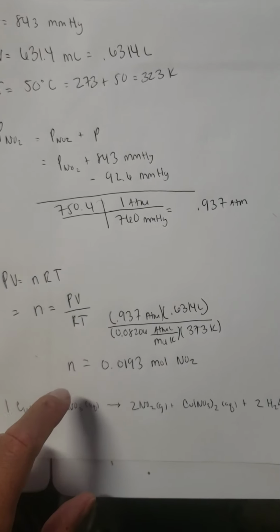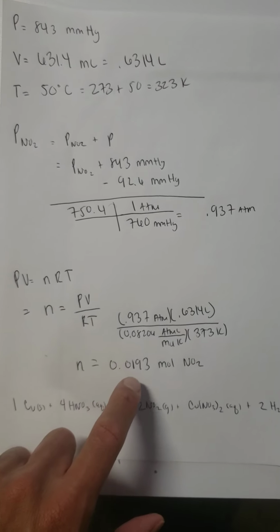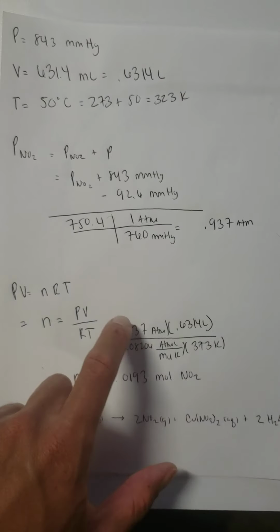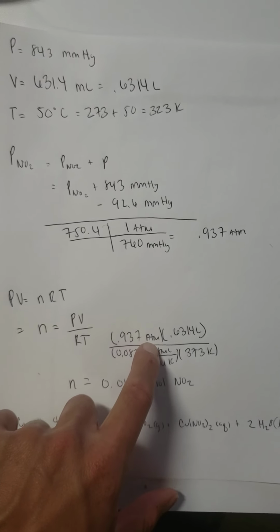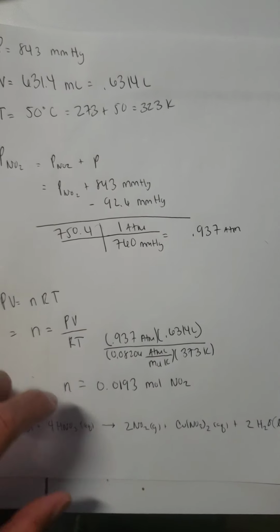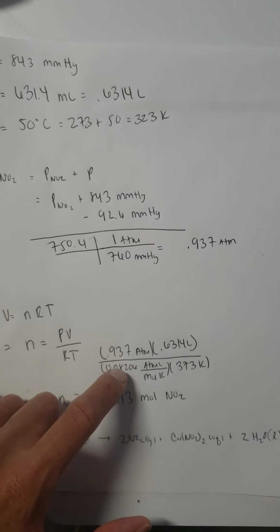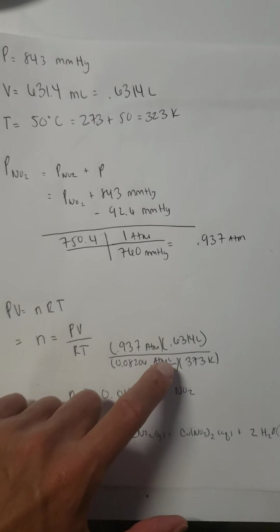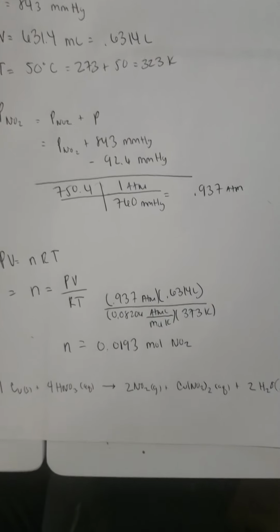So moles of NO2, we have 0.0193 moles of NO2 after we do our calculation. You can see the 0.937 atmospheres times 0.6314 liters divided by 0.0206 atmosphere liters over moles over Kelvin times our temperature of 373 Kelvin.